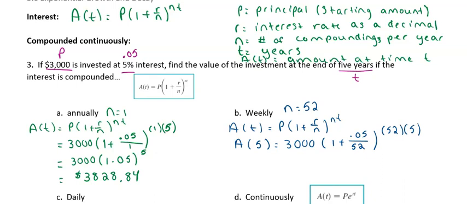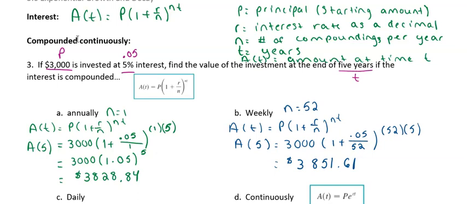So if we type this all through, make sure you're able to type it into your calculator. Do your 1 plus your 0.05 over 52 first, raise that to the 52 times 5, multiply that by 3,000, and you should get 3,851.61. Notice it's just a little bit higher than what we found for our amount after 5 years compounding one time a year. The more times it compounds, the more times interest is being calculated.